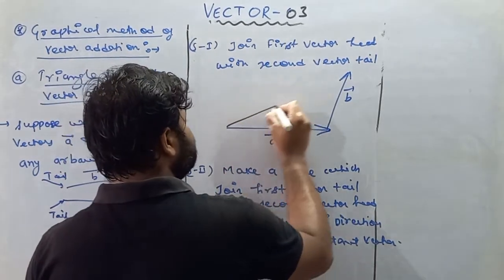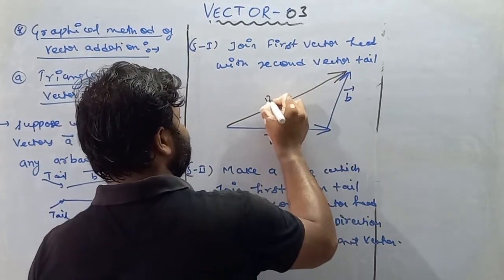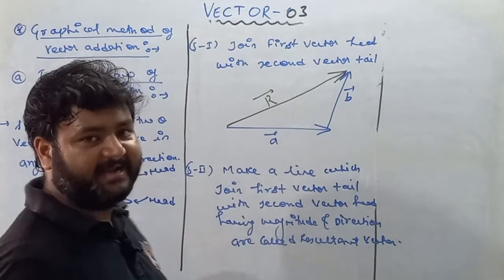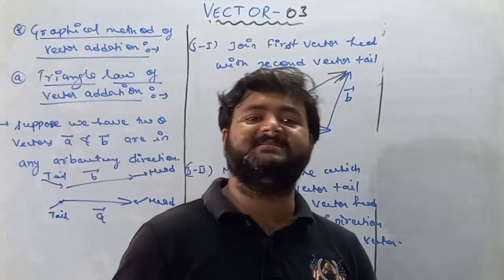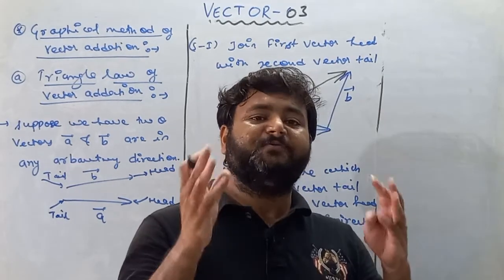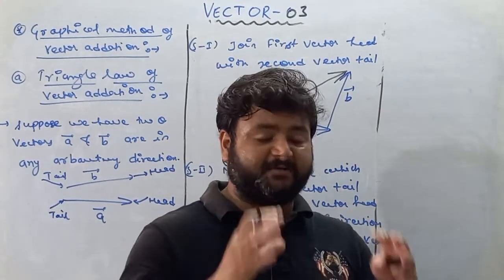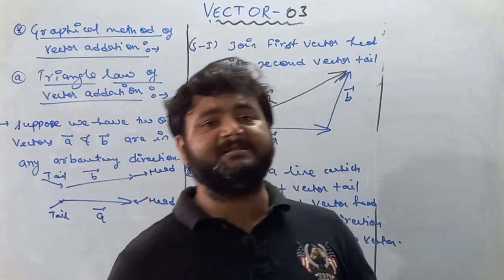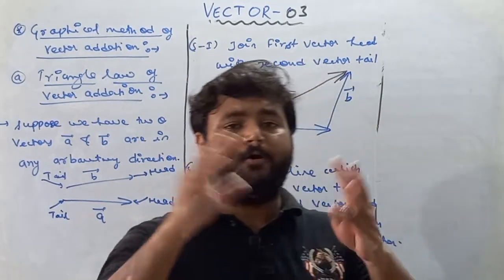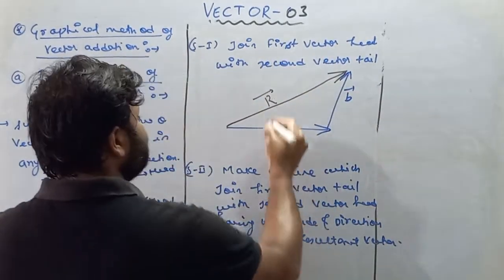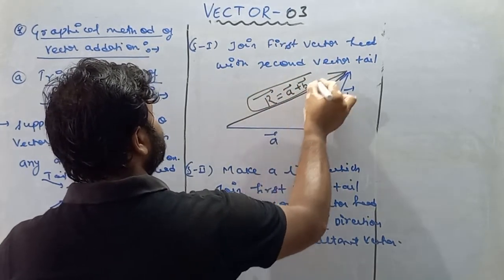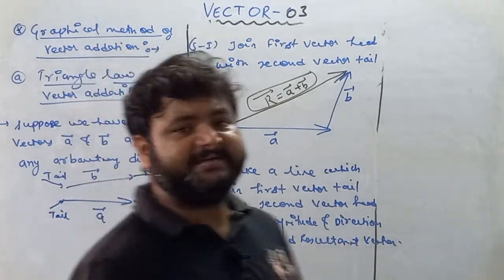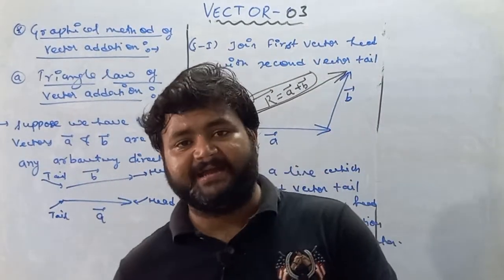So I'll join this. This is our resultant vector, and I already explained to you, my dear student, that the resultant vector is basically that vector which creates an effect equal to the effect created by all the vectors combined. So we'll write R vector is equal to A vector plus B vector. This is basically vector addition by the triangle law.